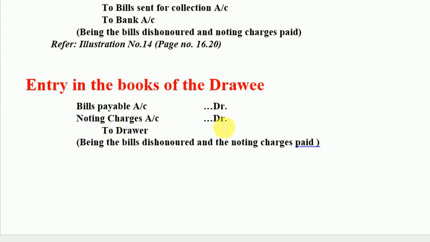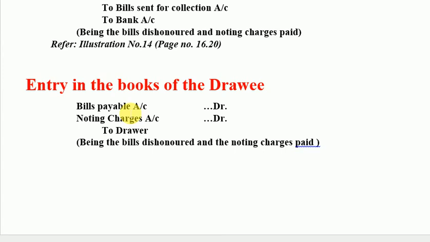Noting charges are not paid by the drawee; they are paid by the holder of the bill, either the drawer himself, the bank or the endorsee. But the drawee knows that these noting charges will be recovered from him whenever he makes the payment of the bill. So for the drawee, noting charges is an expense and it has to be debited in every case. To drawer, who is now the creditor again for the drawee, will be credited with the amount of the bill as well as noting charges. Now children, long back we studied the accounting concept of the principle of prudence, which says all future losses are to be recorded whenever they are met. So here, noting charges is debited because of that accounting concept of prudence or conservatism.